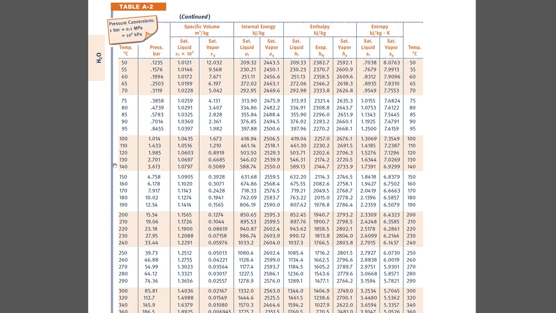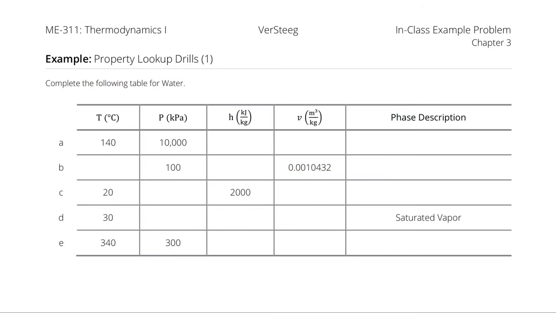So once I find 140, I can see that the saturation pressure is 3.613 bar or 361.3 kilopascals. My pressure at state 1 is higher than that, much higher, which means that I must have a compressed liquid.